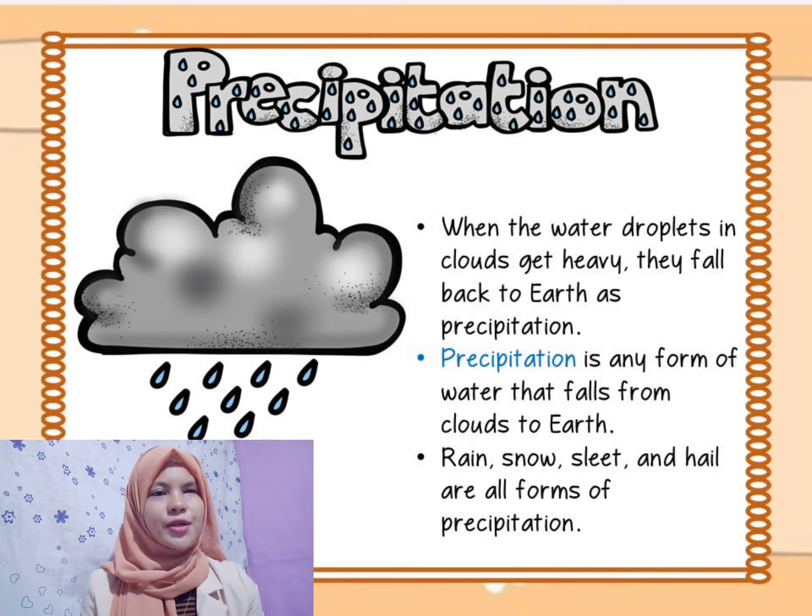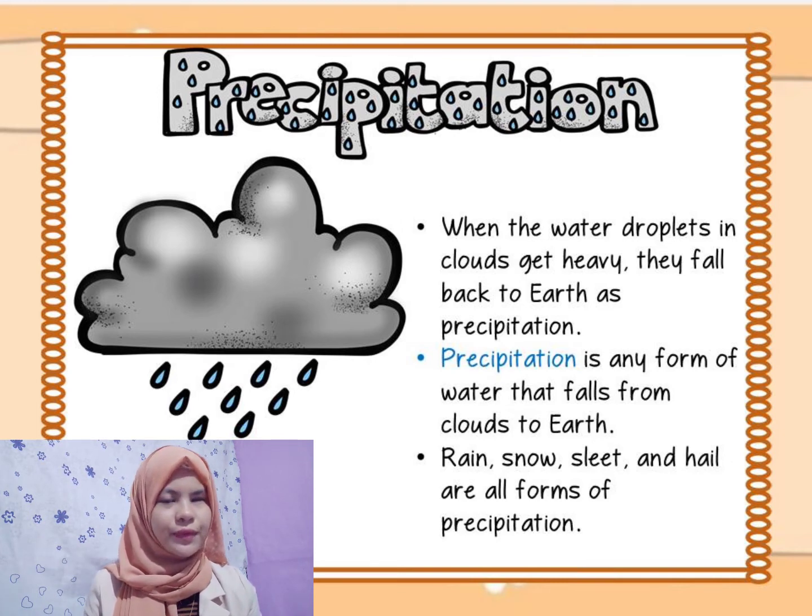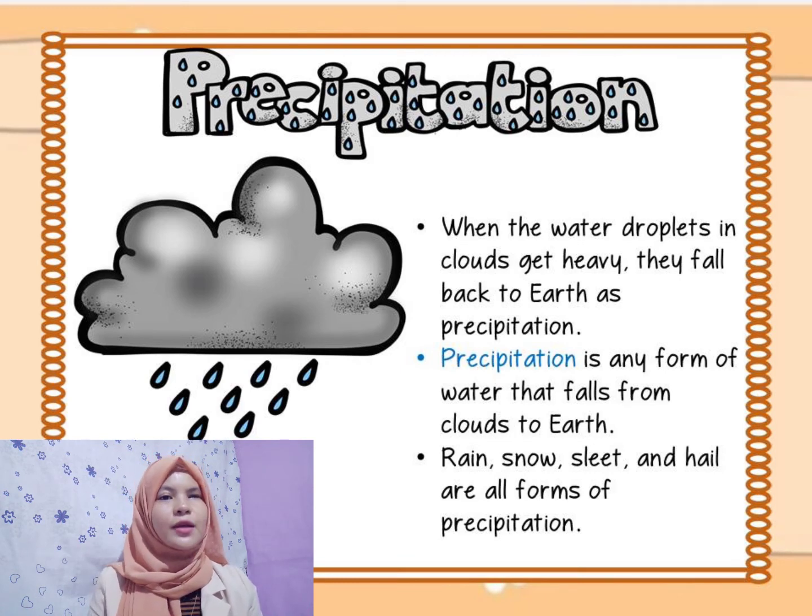The third stage is precipitation. When the water droplets in clouds get heavy, they fall back to earth as precipitation. Precipitation is any form of water that falls from clouds to the earth. Rain, snow, sleet, and hail are all forms of precipitation.